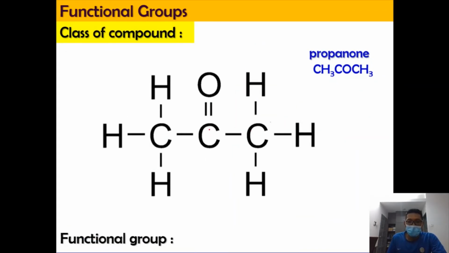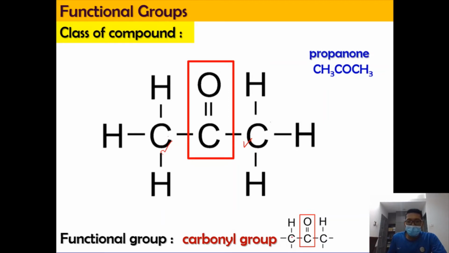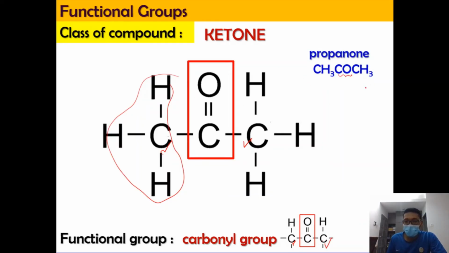Meanwhile, when the C double bond O is attached to carbon on both sides, it basically means that it is a ketone. It is still a carbonyl group, but the attachments here are carbon and carbon. Just now, one of them was carbon and the other was hydrogen. So if both of them are carbon, it is a ketone. As you can see, there is a CH3 here, the carbonyl group, and another CH3 at the back.